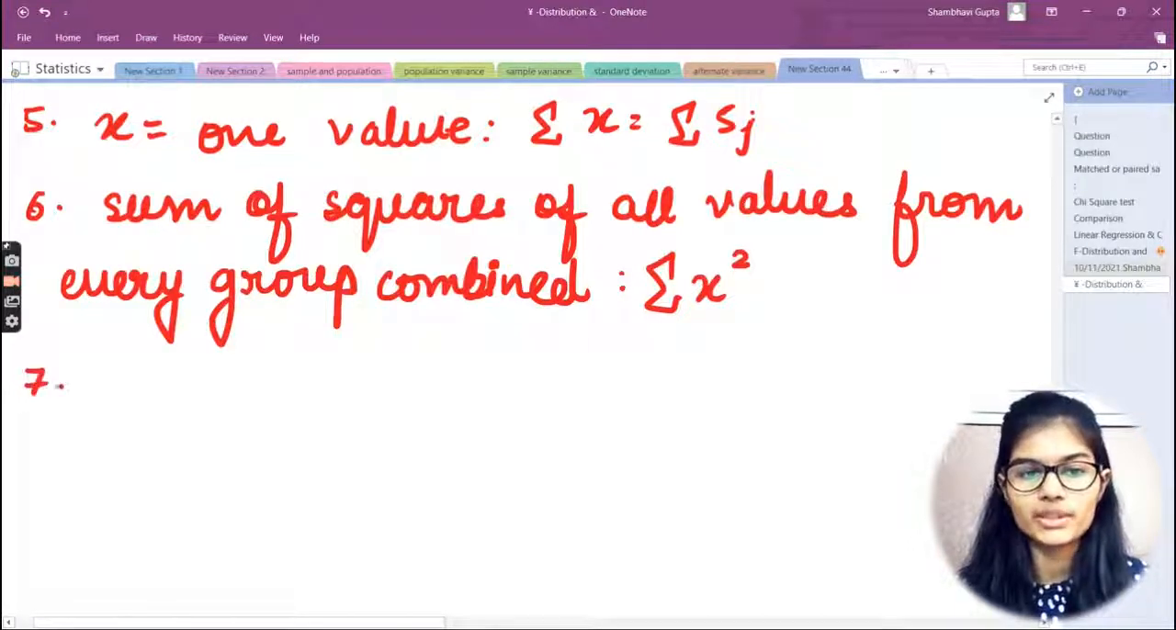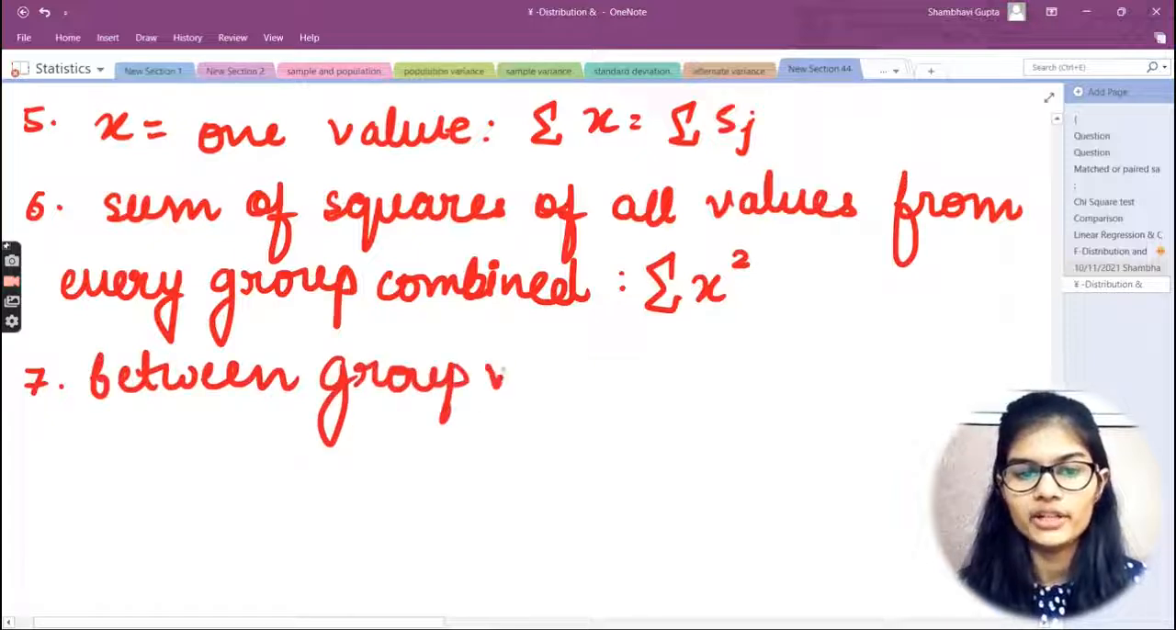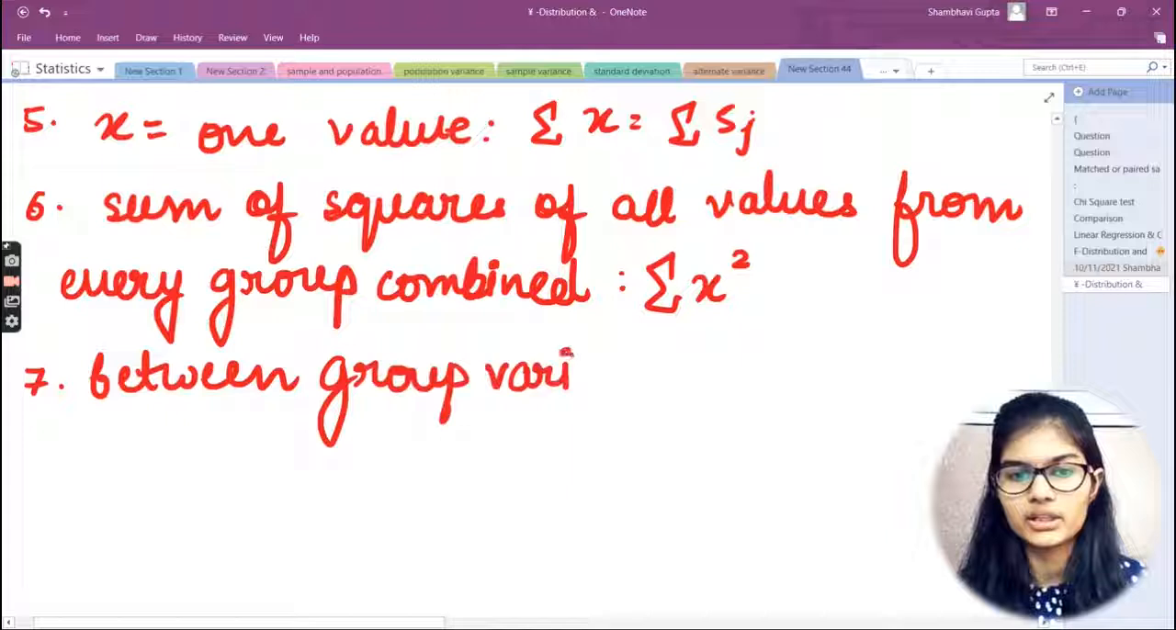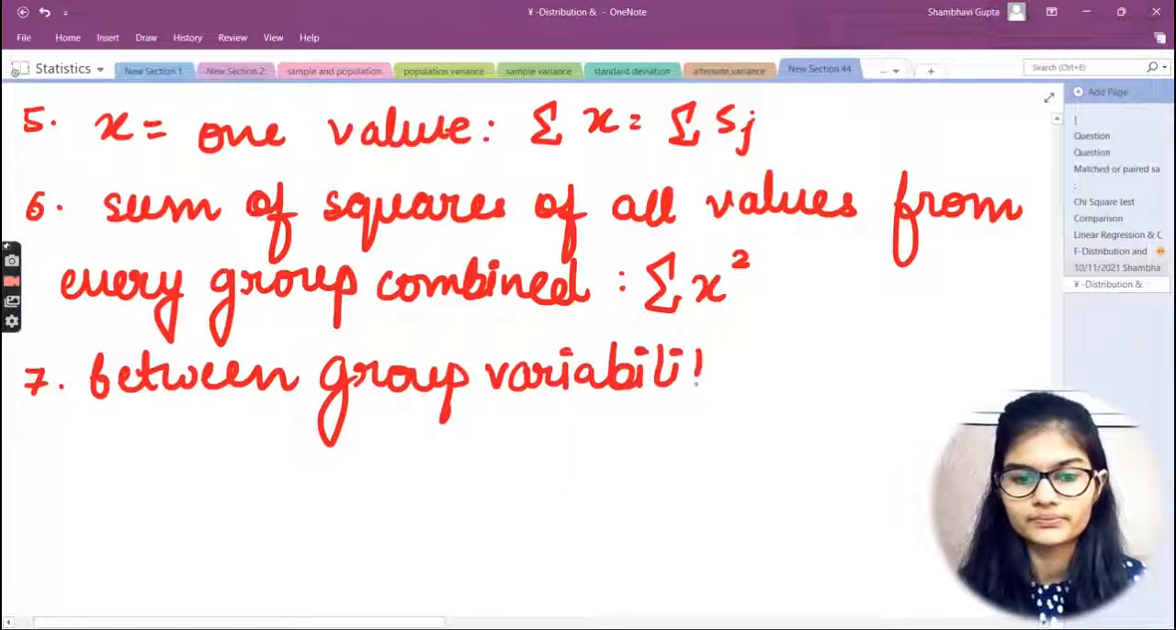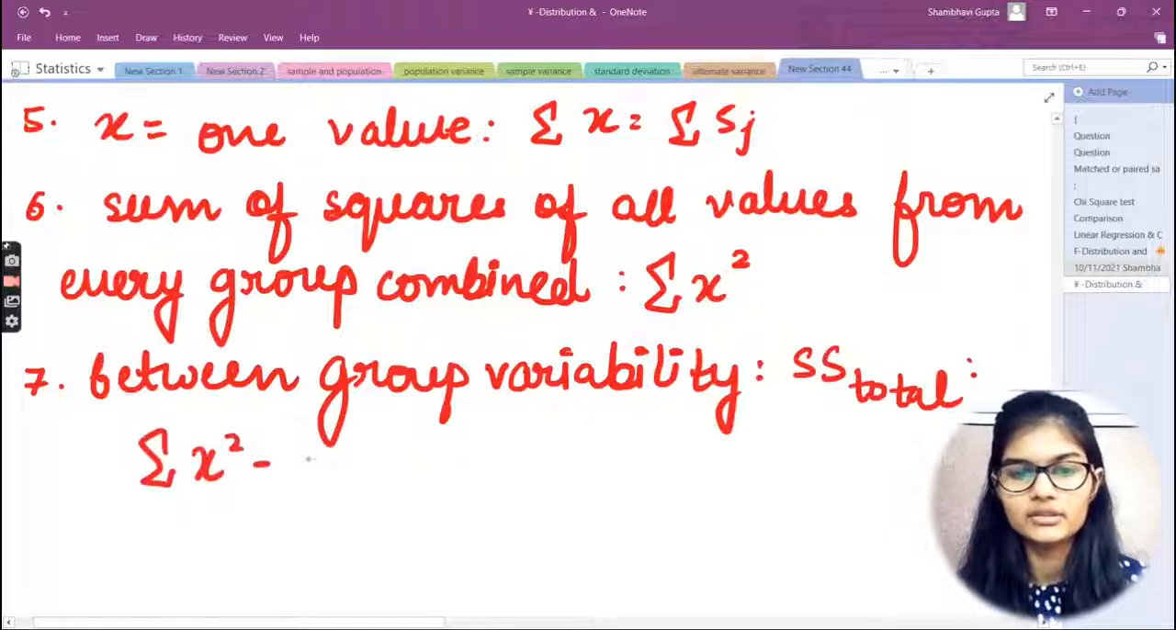Now moving towards point number 7. Next we have the between group variability. So I will just write that as well: between group variability. What is that? It is the SS total. And what's the formula for that SS total? The formula is sigma of x squared minus sigma x whole squared divided by n.